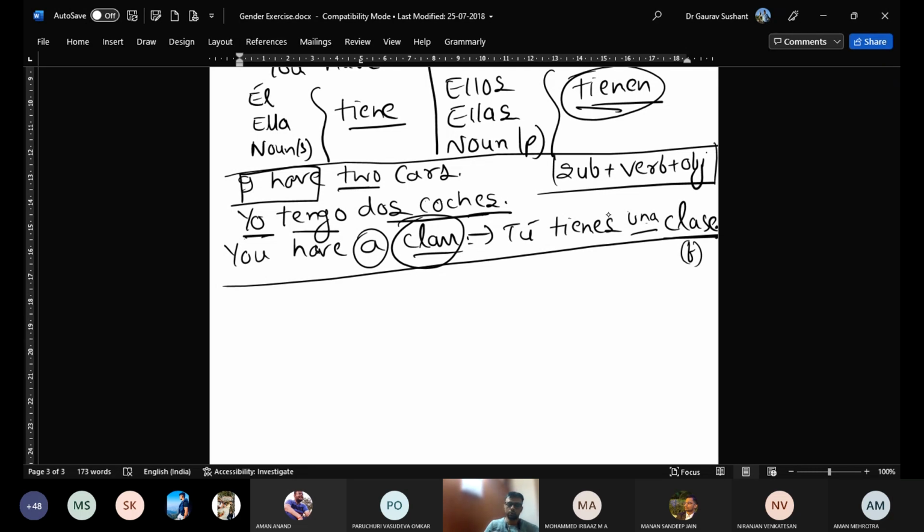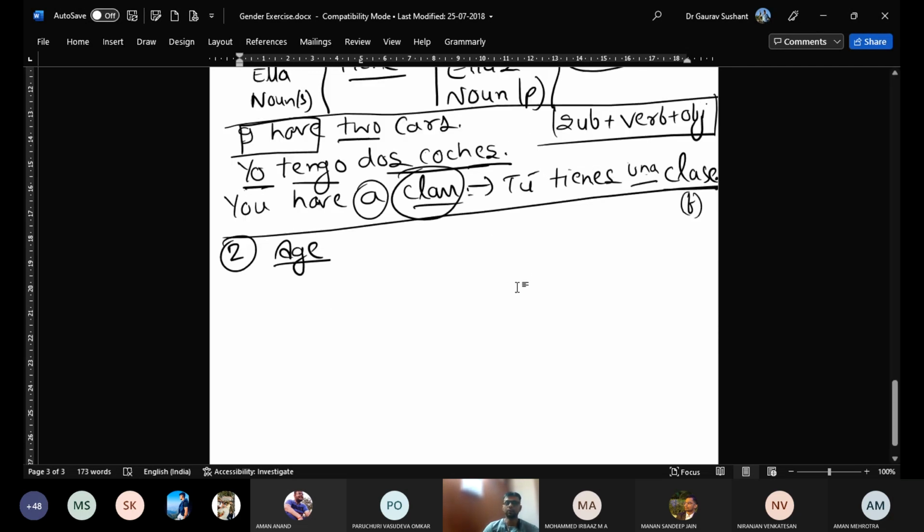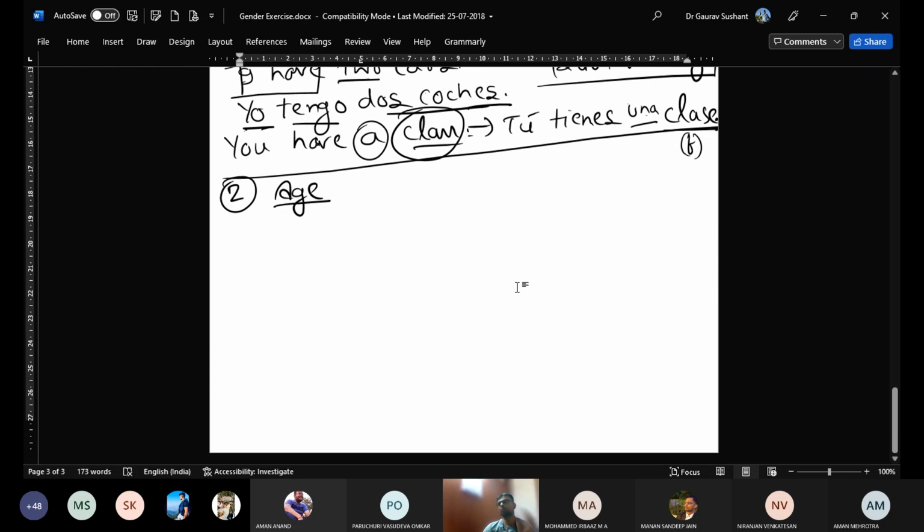There is one more use of the verb tener. We also use tener for talking about age. This is a little bit strange if you compare it with English. For telling your age in Spanish, people use tener. Tener actually means to have, so you may be wondering how you can use it for talking about age. Let me tell you. The basic rule is different, but after that things are similar to what I have explained.